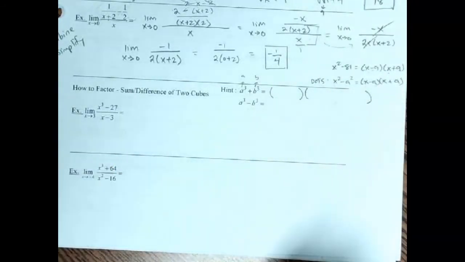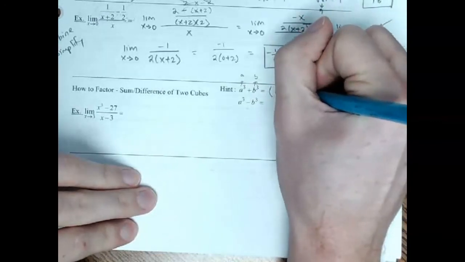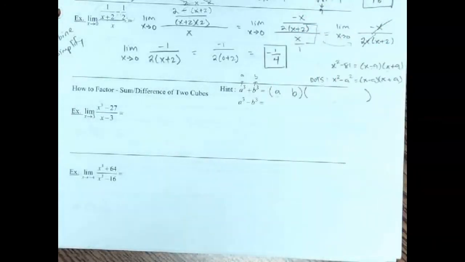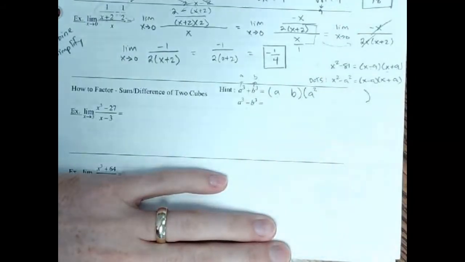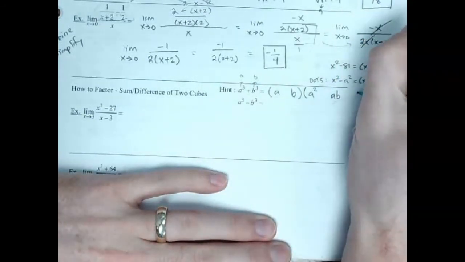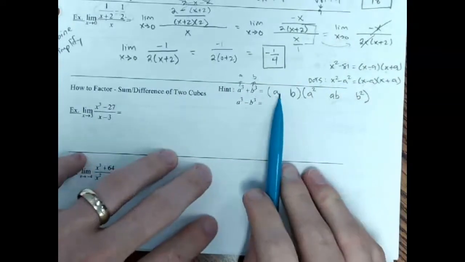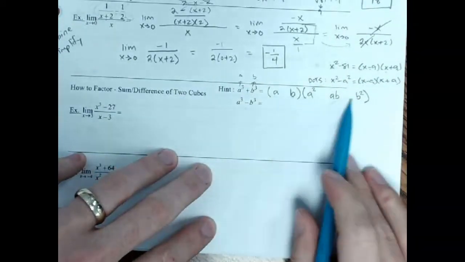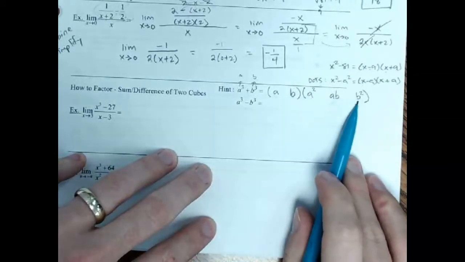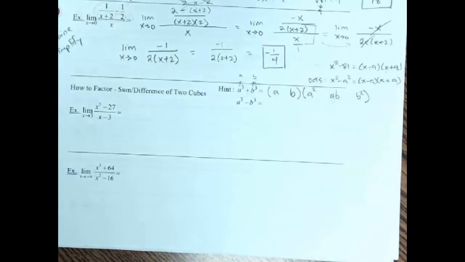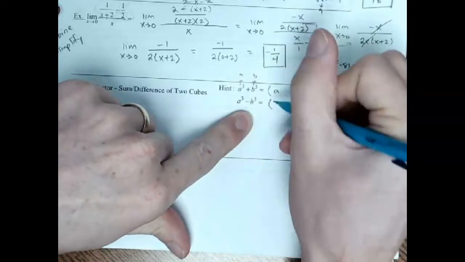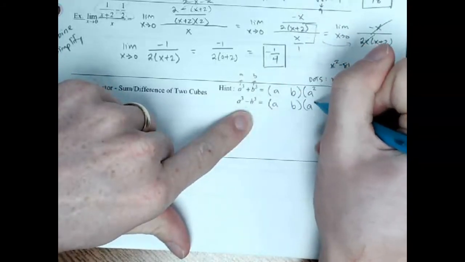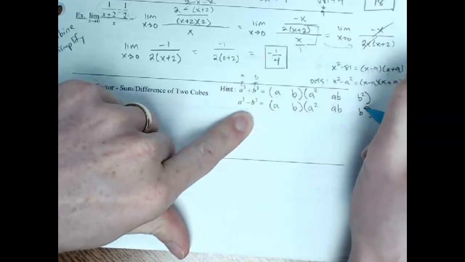And then here's the pattern. For the binomial, you need an a and a b. For the trinomial, you need a times a, which is a squared. Then you need a times b, which is ab. And then you need b times b. So for the binomial, you need one of each. And then for the trinomial, a squared, ab, b squared, right? That's the form for how it factors. And the difference of 2 cubes is going to follow the exact same thing. You're going to have a, b, a squared, ab, b squared.